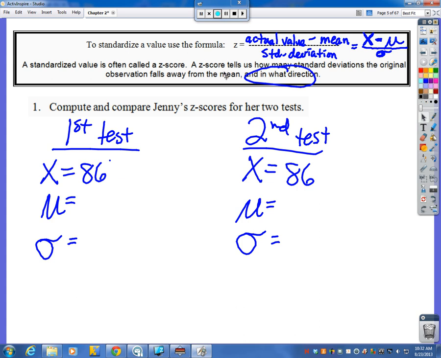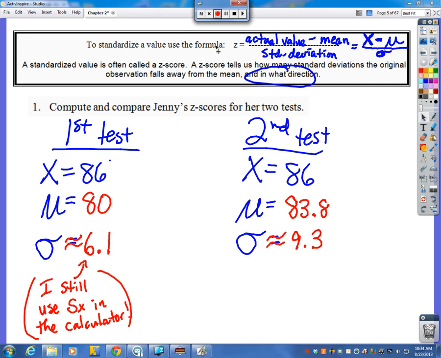To be right back is just going to be like 2 seconds. So hold on. And I'm back. Okay, here's our information now for test 1 and test 2. The mean on the first test was an 80.